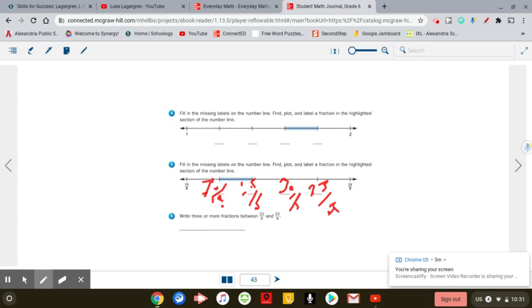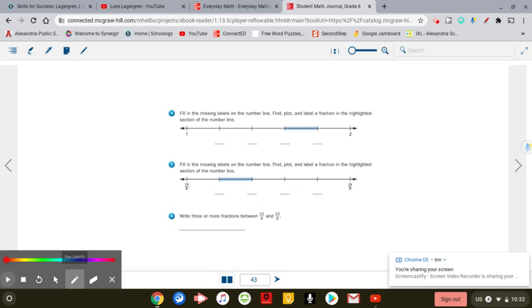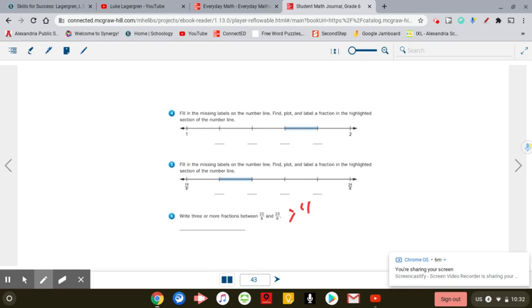Now it says, write 3 or more fractions between 22/8 and 23/8. Here's my hint with this. If you need 3 or more fractions, we're going to zoom in, and we need to zoom in by more than 3. So something more than 3 could be 4. So I'm going to multiply each one of those by 4. And let me try to fix my tool quick. So if I multiply each one of these by 4, my tool's working a little bit better.